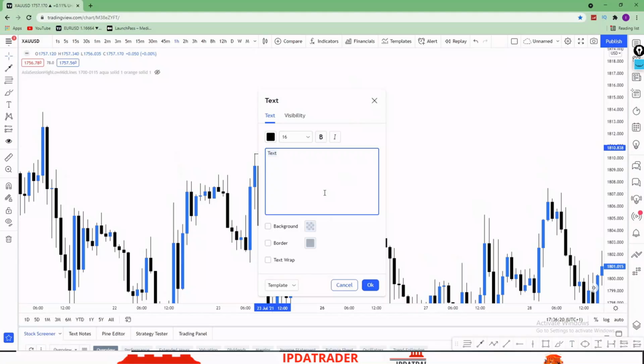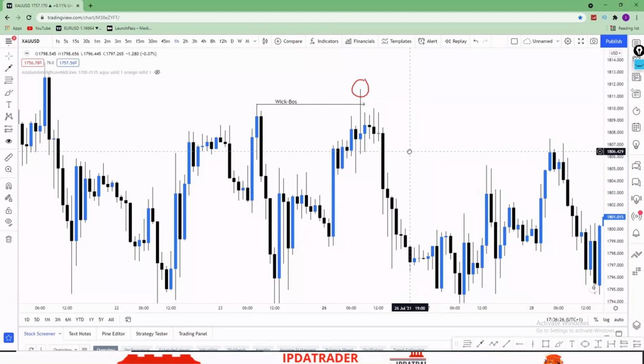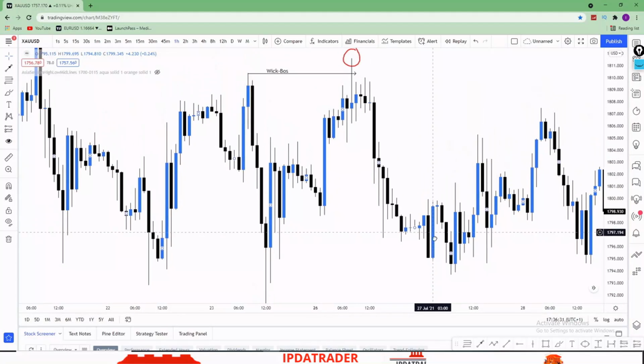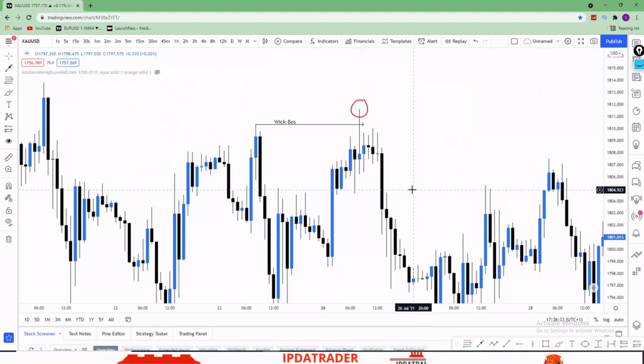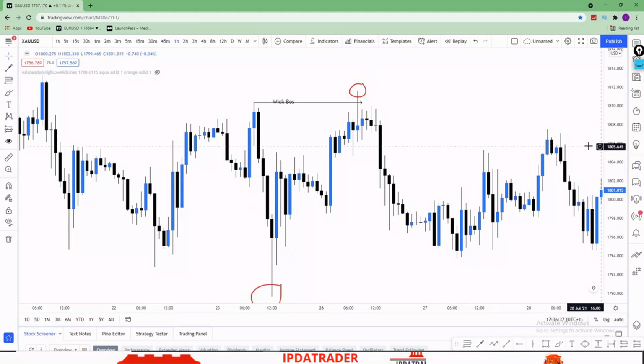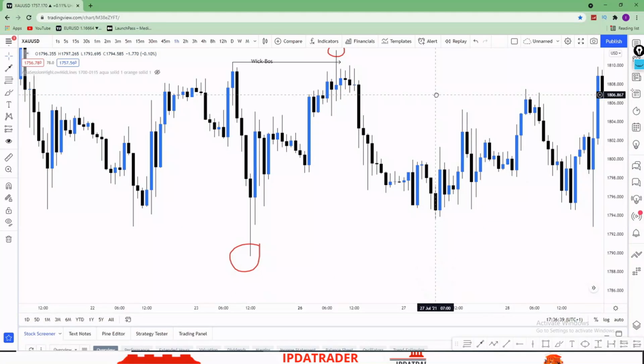So we can go ahead and label that. This is my wick BOS. And as you can see, as we said before, that means that price needs to retrace most probably all the way down in order to grab more liquidity and in order to then possibly continue higher, right? That should be your expectation within this market.